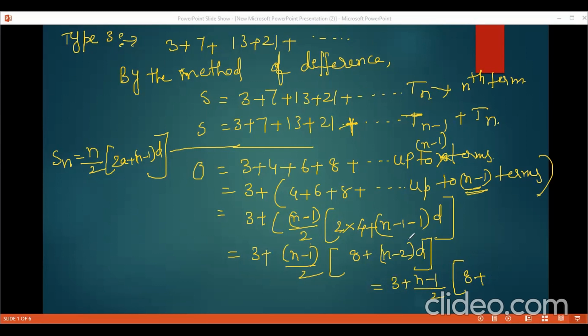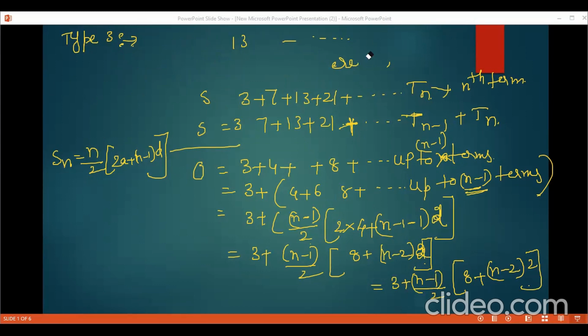Why didn't I substitute d? D is 2, no? We can substitute d directly, here itself. N minus 1 into n minus 2 into 2, right? So n minus 2 into 2. What do we get now? 8 plus n minus 2 into 2. Let me write. So 3 plus n minus 1 by 2. Just a simplification is needed now.